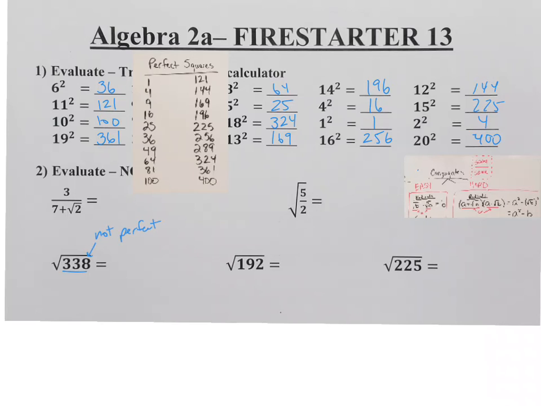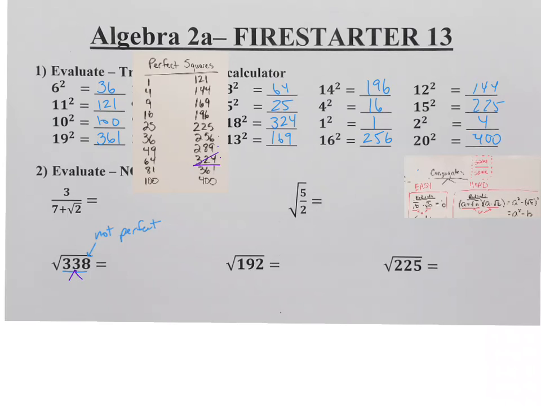Alright, so since it's not perfect, I have to find a number that goes into 338 evenly. Remember guys, I always start from the bottom of my list, and I really only care about the numbers that are on this list. So I only care about perfect squares. I do not care about all these other numbers. So I want to find a number that goes into 338. So 338 would be right here. I just keep on dividing, and I use my calculator.